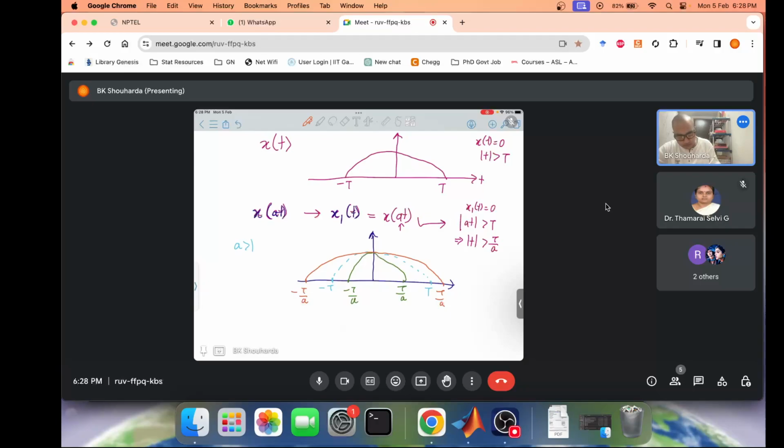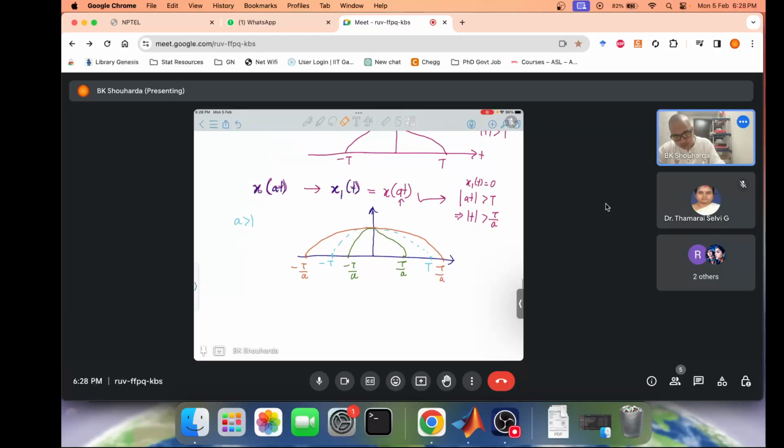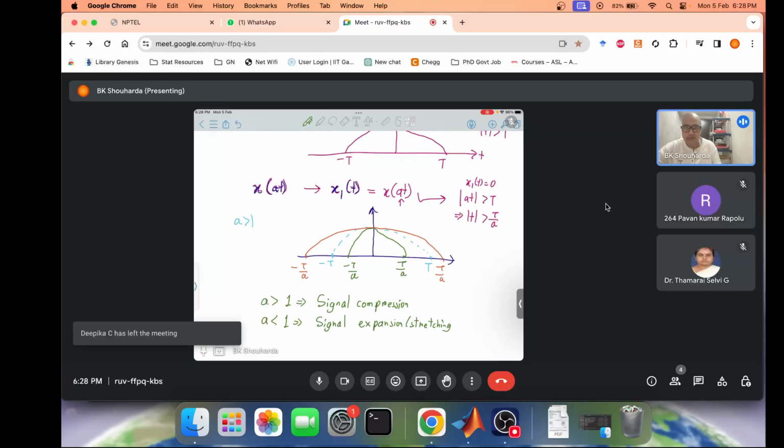Okay, so this a greater than 1 case, I should write it in the color in which I have drawn. So for a greater than 1, we have something called signal compression, and for a less than 1, we have something called signal expansion or stretching. Okay, very simple.